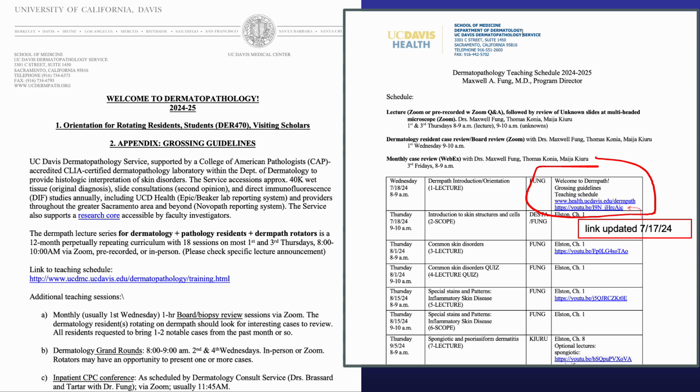Additional teaching sessions include a monthly board and biopsy review session, monthly inpatient clinical pathologic correlation or morbidity and mortality conferences, and also presentation of dermpath material for all patients presented at our twice-monthly dermatology grand rounds and monthly multidisciplinary conferences focused on advanced cutaneous malignancies and pediatric lymphovascular disorders.